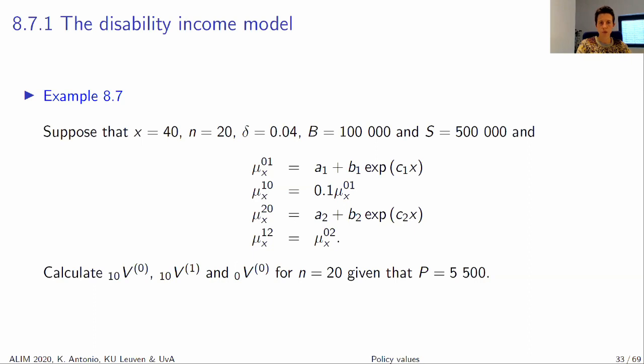If n is 20, and given that P is 5,500. So that might seem a bit odd here. We get a value for the premium, which we can use in our differential equations for the evolution of the policy value. And having this value of P, we're asked to do some calculations for the policy value.